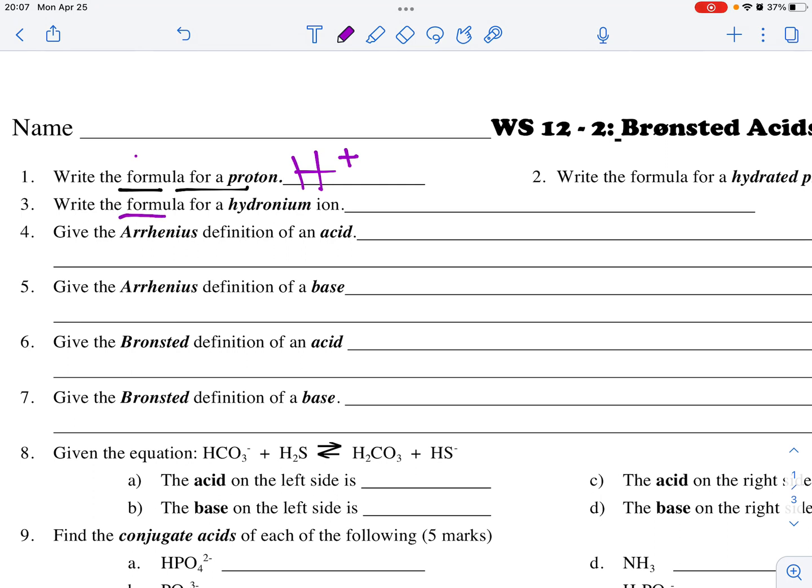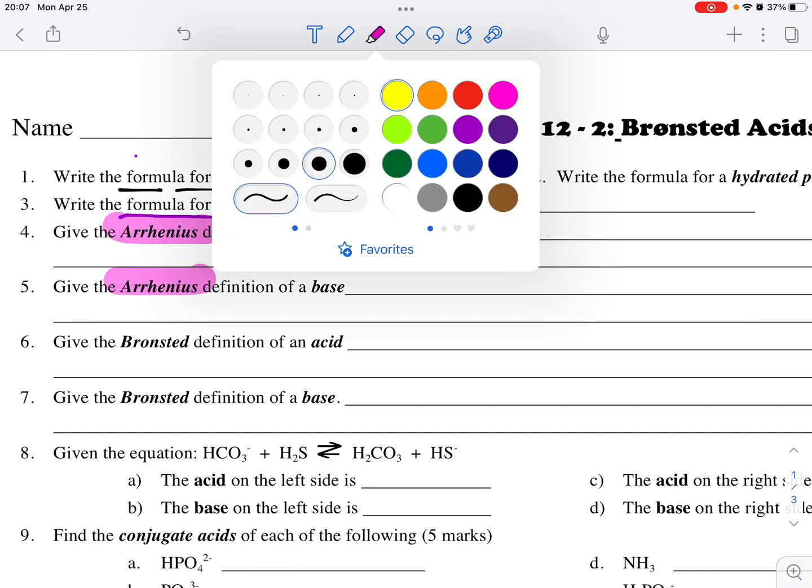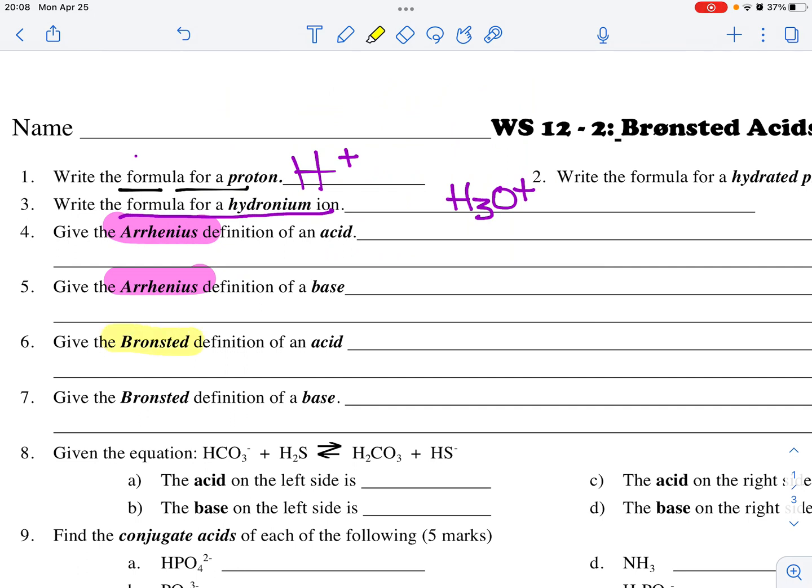Number 3 asks us to write the formula for the hydronium ion. If you'll recall our notes from yesterday and your reading, the hydronium ion is H3O+. Next, we're going to look at the Arrhenius and Bronsted definitions for both acid and base.